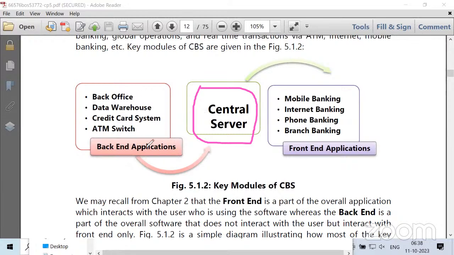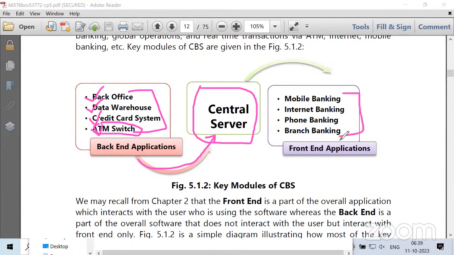Now, backend applications. What is application? Application software, CPS software. So back office, data warehouse. Data warehouse is nothing but where the data is stored in bulk quantity. Credit card system, ATM switch. Now, what is ATM switch? ATM switch, I think we'll have another picture there where I will explain. So these are all the backend operations. Here it is connected to the central server.